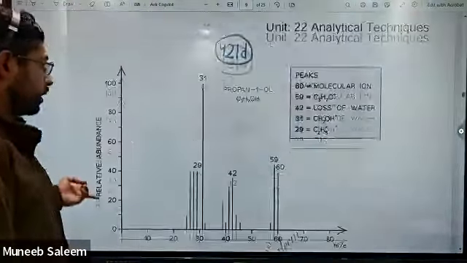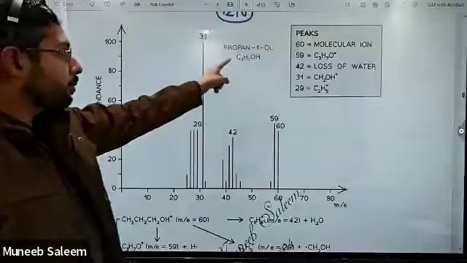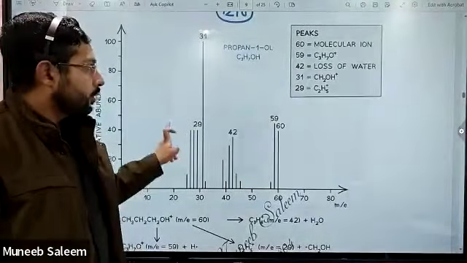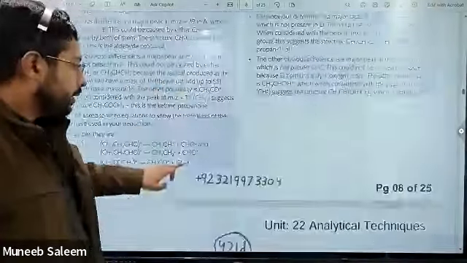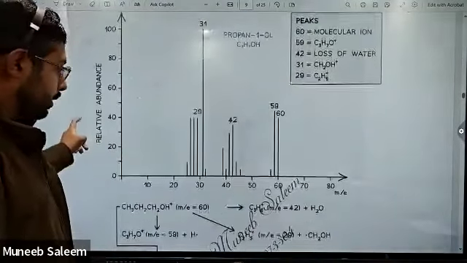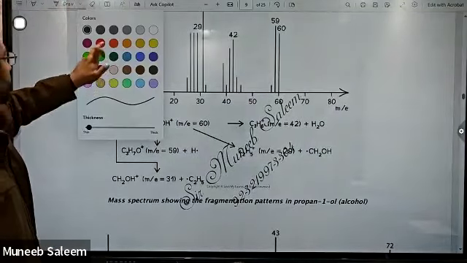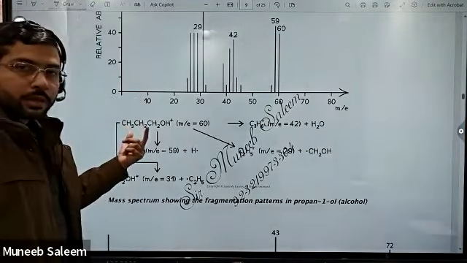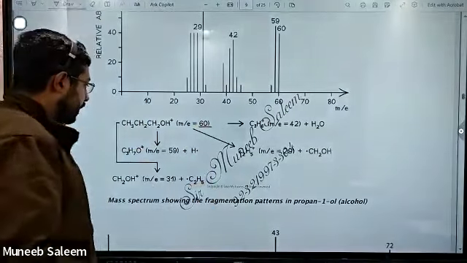Now another example is of propan-1-ol. The same compound is given here. In the previous case, we deduced by ourselves, but in this case, the fragments are already given. You can see from here that this is the compound structure, propan-1-ol, and this compound is now fragmented at different parts. The complete m/z value is given as 60.